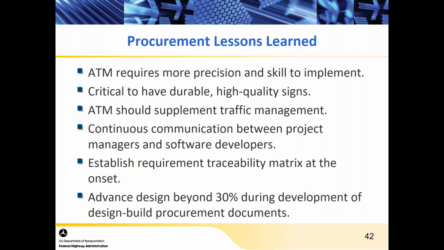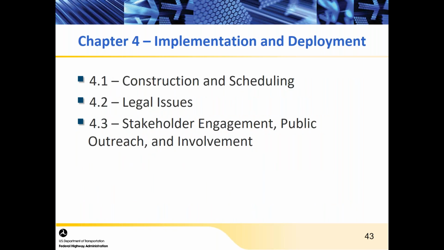It's very important through the procurement process to have continuous communication between the managers and the software developers, so that the end product is going to accomplish what is intended for the system. And there are some other factors associated with a traceability matrix to make sure that the process has been followed appropriately, and if looking at design build procurement documents as well. So there are different resources available and examples that the reader can use to look at what's the best approach for them with respect to procuring their system.